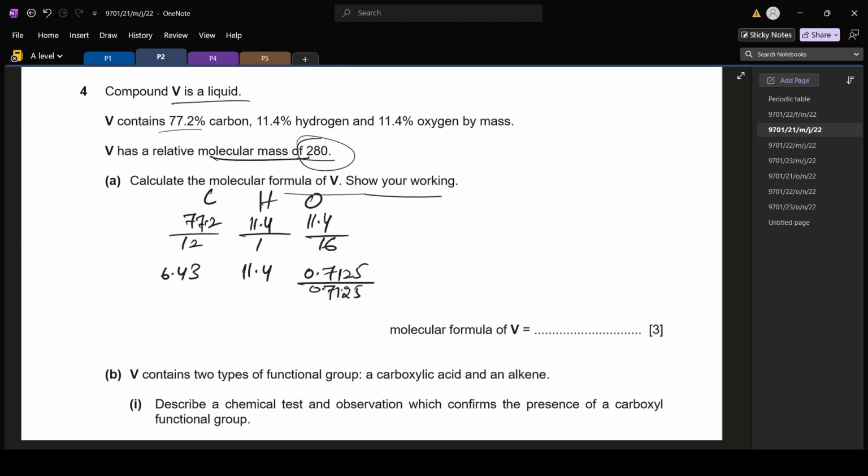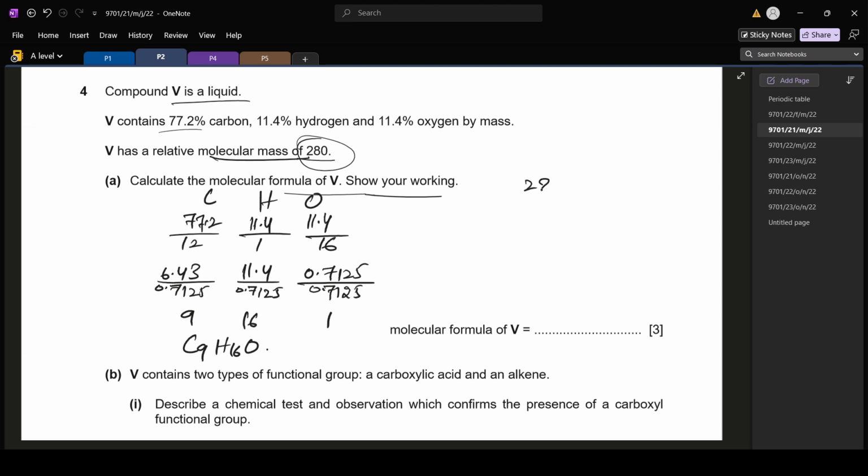So here 0.71 is smallest of all, so I am dividing all of the numbers by it. Okay. So here we will get 9, 16 and 1. So the empirical formula is C9H16O. Now the molecular formula is calculated using molecular mass divided by empirical mass.